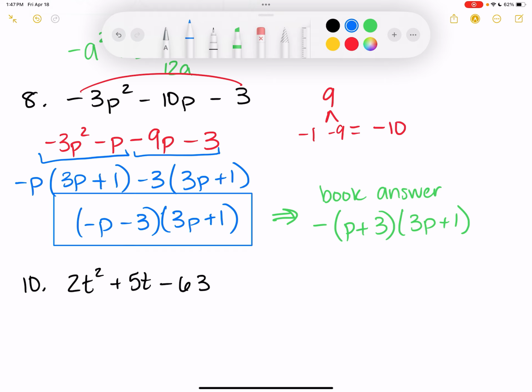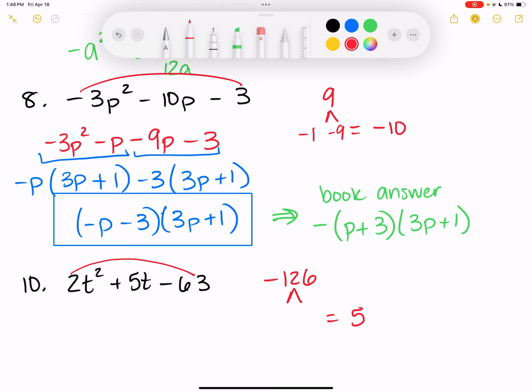All right, so this is a pretty big number here, right? 2 times negative 63. It's going to be a negative number. Now, if you know what that number is, that's fantastic, right? It should be 126, I think. Yeah. So then I need factors of negative 126 that add up to 5.